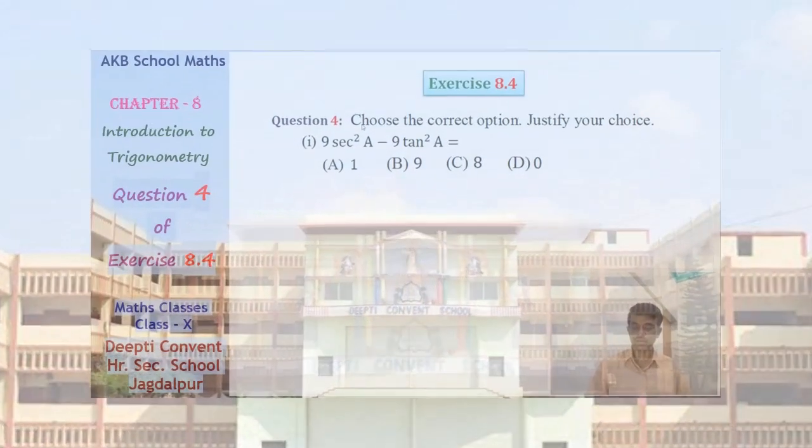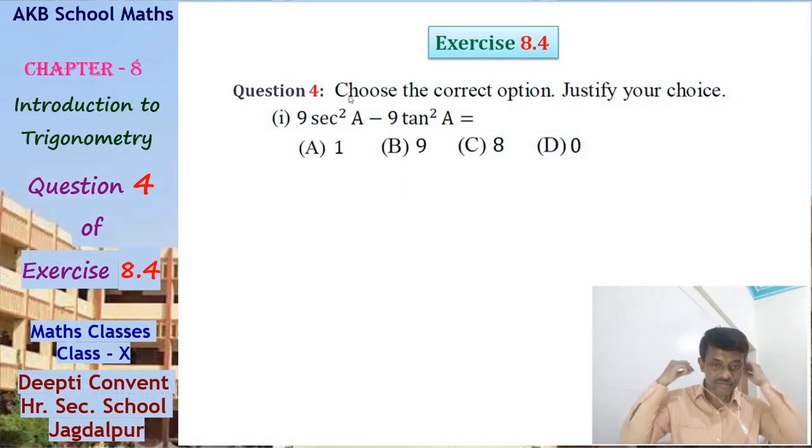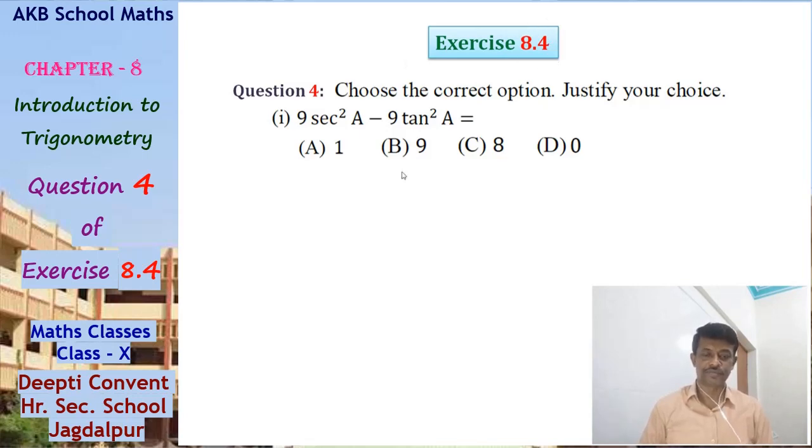Now take question 4 of exercise 8.4. Choose the correct option. Justify your choice. Value of 9 sec square A minus 9 tan square A equals what? Okay, so justification is required. That's why we have to solve it.